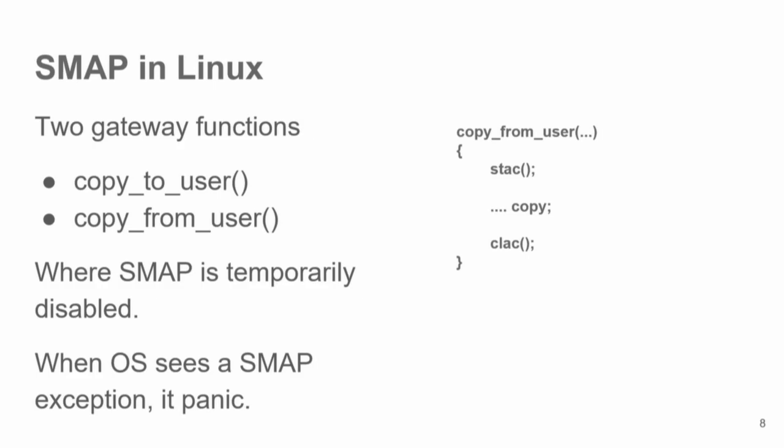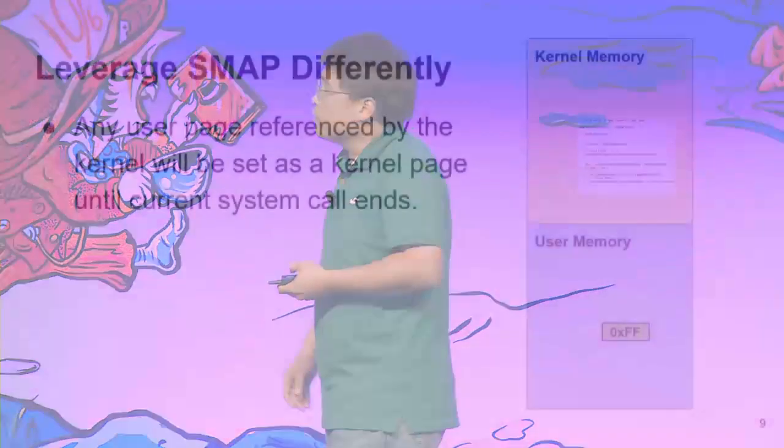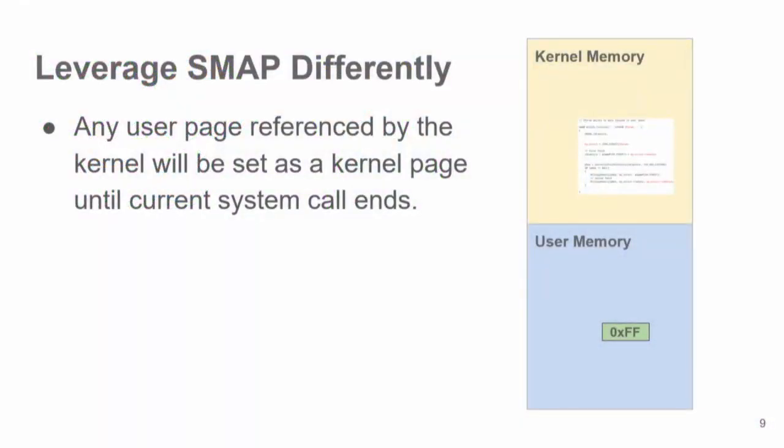Even though Linux adopted SMAP, it doesn't mean it has no kernel TOCTOU vulnerabilities, because programmers may, for example, use copy_from_user twice for the same variable. So this problem still exists in the Linux kernel. But for us, we want to leverage this feature differently.